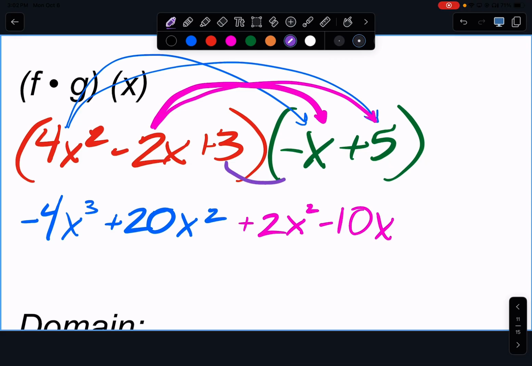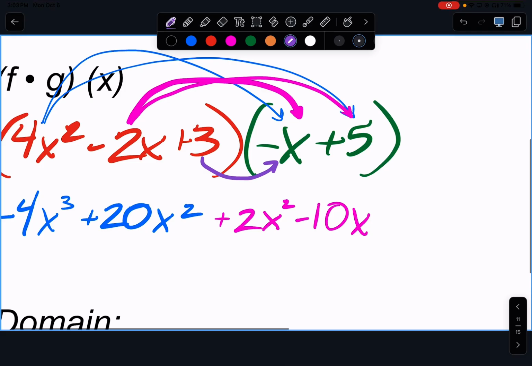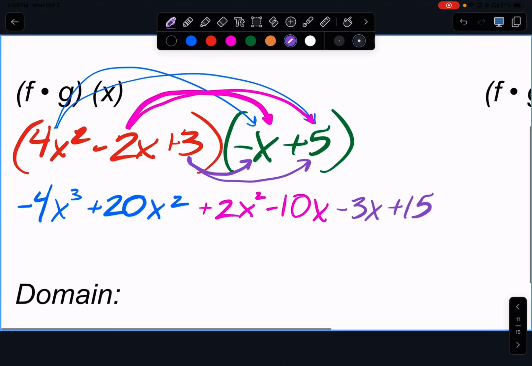Okay, now let's do the 3. So 3 times negative x is going to give me a minus 3x. And then 3 times 5 gives me a plus 15. Okay, do I have 6 terms? 2 blue, 2 pink, 2 purple, right? So that's 6 terms. Now we just combine like terms, like you did back in 7th grade.